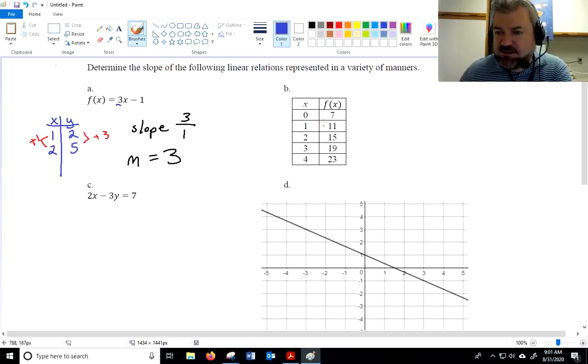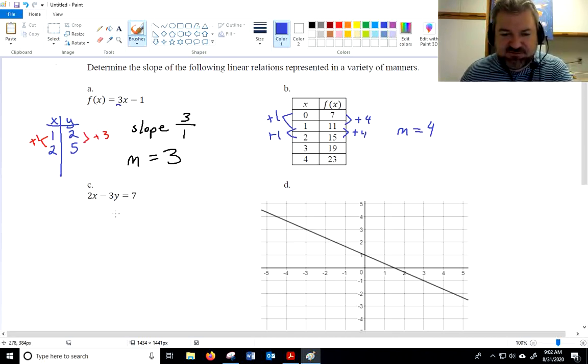All right, over here we had a table, so I think you were forced to do it that way. Once again, I can find a change of 1 in the x and 4 in the y, and that should be consistent. That's what makes it linear, that this change is consistent, unless I messed up making the table, which is quite possible. But it doesn't look like I messed up this time. So I'm going to say the slope is 4 divided by 1, which is 4.